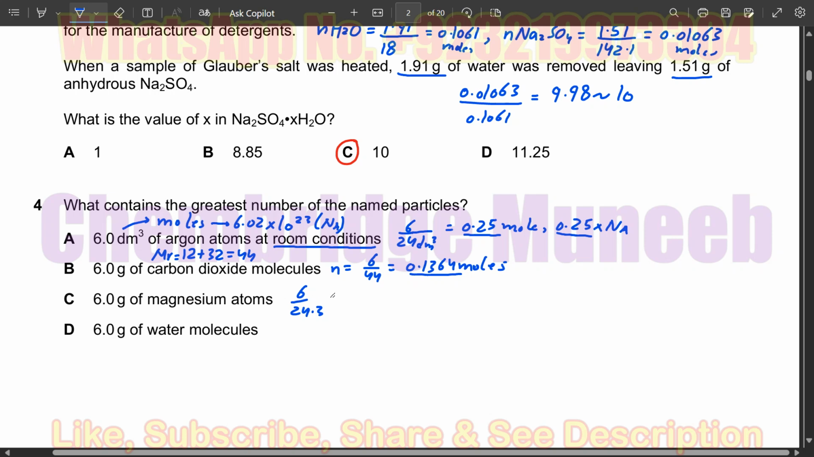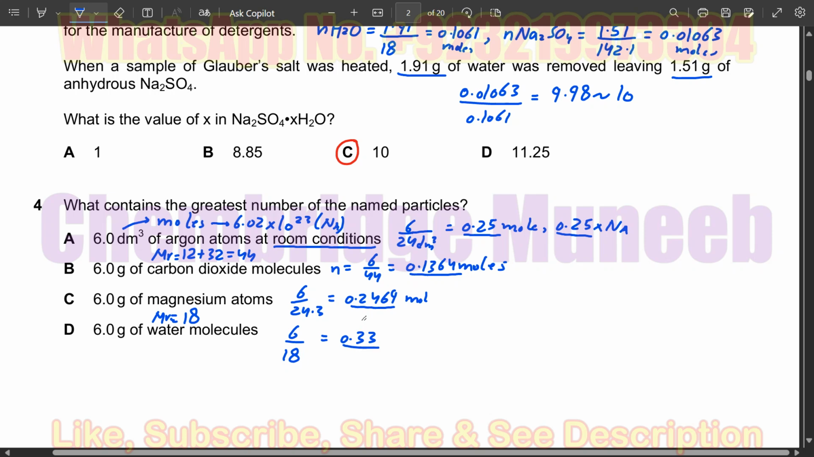Magnesium, we write just one atom. The answer is 0.2469 moles. So I am underlining all the moles here. We will get our answer from these underlined answers. And for water, Mr is 18. So 6 divided by 18 gives me 0.33.